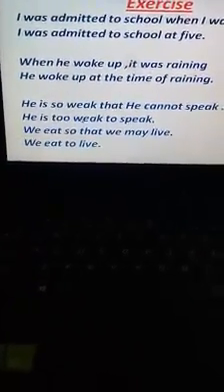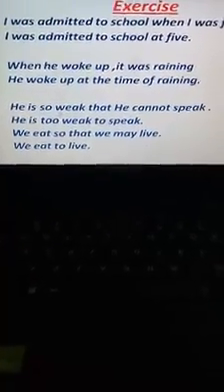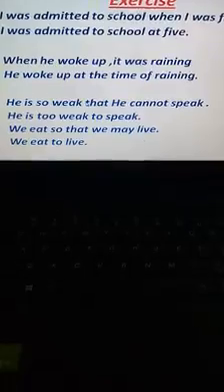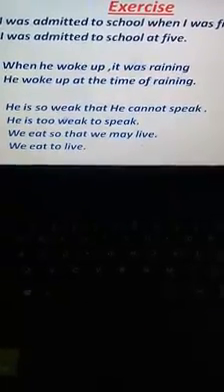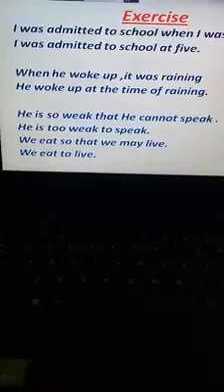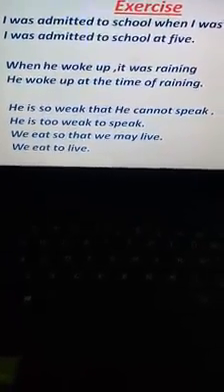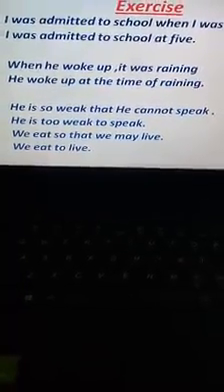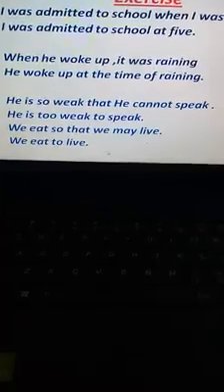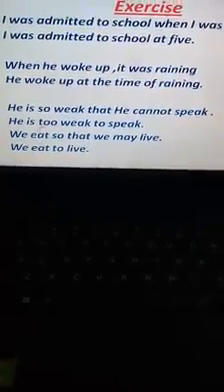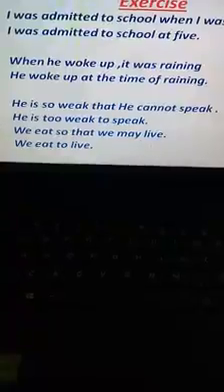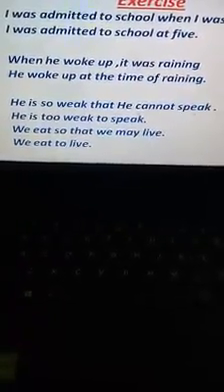Next, he is so weak that he cannot speak. So dot dot that. There was a table that I showed you, that in a complex sentence, when so dot dot that is found, you have to use too dot dot to. That is, he is so weak that he cannot speak. He is too weak to speak.